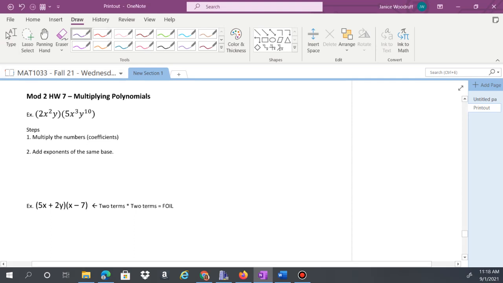You have the numbers to multiply, so 2 times 5, which would give you 10, and then add the exponents of the same base. So look at your exponents that have the same base. So you have an x squared and an x cubed, so you're just adding those. So 2 plus 3 gives me 5, so x to the 5th. Then you have a y to the 1st and a y to the 10th, so 1 plus 10 gives me 11. So that's when you have just monomial times monomial, multiply the numbers, add the exponents.